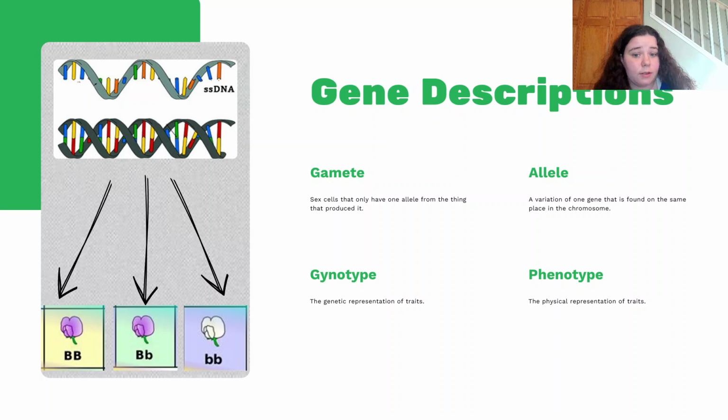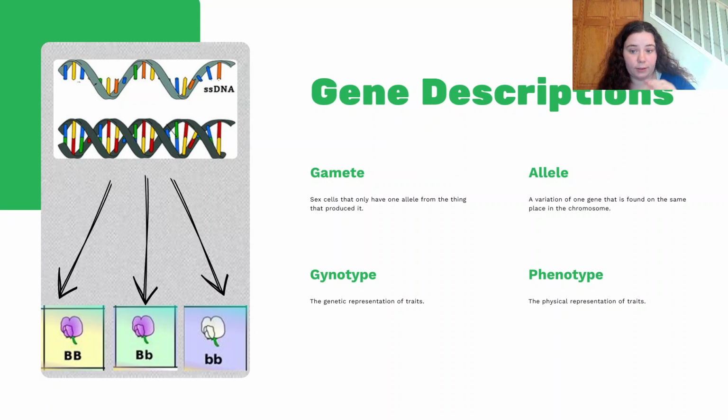gametes. Gametes are sex cells that only have one allele, or one half of the DNA, from the thing that produced it. So, from a living organism. Living organisms create sex cells that only have half of their DNA all mixed up for reasons that we can talk about later. An allele is a variation of one gene that is found in the same place on the chromosome. So an allele is the different letters that we talked about in the last video.